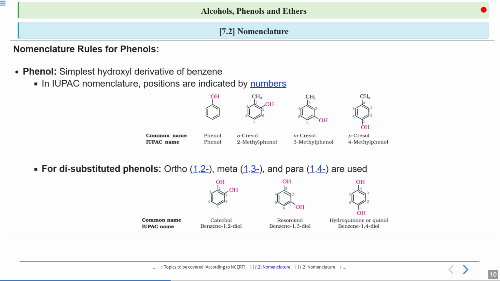Then we have resorcinol, whose IUPAC name is benzene-1,3-diol. At the first and third carbon, we have OH groups. Then we have hydroquinone or quinol, which is benzene-1,4-diol, because at the first and fourth carbon we have OH groups attached.